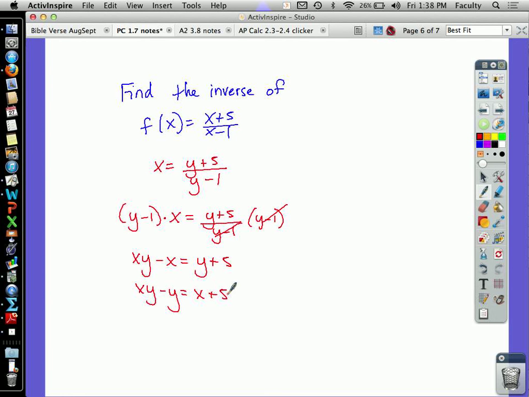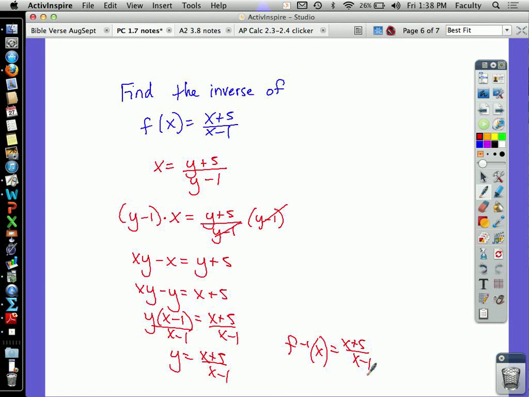All right, so the goal here is we're trying to get the y alone. Any ideas? How could I get y alone? What, Tyler? You can factor it, right? That's one of our tools in our tool belt, is to factor it. So I can factor out the GCF, which is y. So I have y times the quantity x minus 1 equals x plus 5, and then divide both sides by x minus 1. So this is f inverse. That's great.